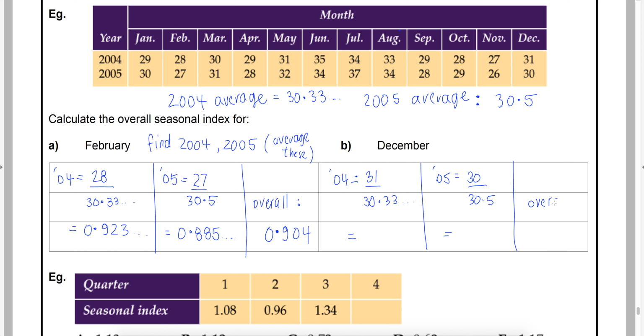Okay, so in your calculator, 31 divided by, and again I've got that seasonal index saved, so I'll use the one in my calculator. I get 1.022. Well, actually, I'm not going to round it off yet. So 1.021 dot dot dot, and then I've got 30 divided by 30.5. 0.983 dot dot dot. Add them together, divide them by 2.